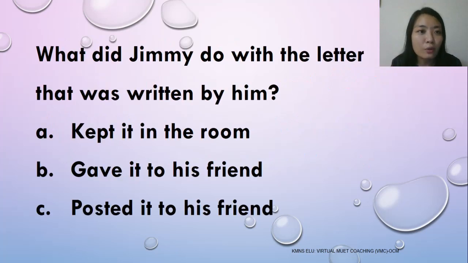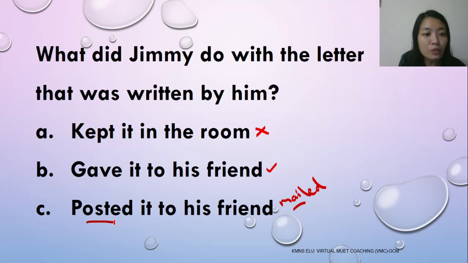All right, let me give you another question first. What did Jimmy do with the letter that was written by him? This is very easy. This is very straightforward. Did he keep it in his room? No. Inside the sentence, it doesn't say he kept it in his room. Did he give it to his friend? Yeah, he gave it to his friend. But then you have this other option here. Posted it to his friend. Okay, inside the text, we know that it says he mailed it to his friend, isn't it? So mail is the same as posted. So you know that between these two answers, this is a better answer.